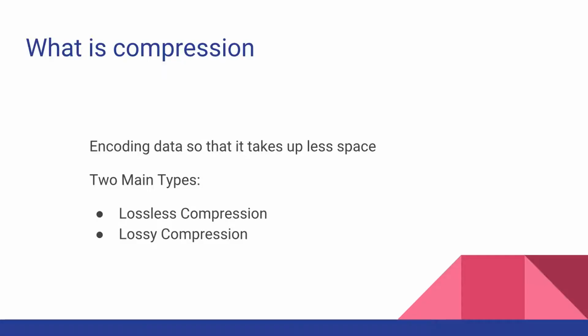What is compression? Data compression is the act of encoding data in a format that is smaller than its previous format so that it takes up less space. There are two types of data compression: lossless compression and lossy compression.